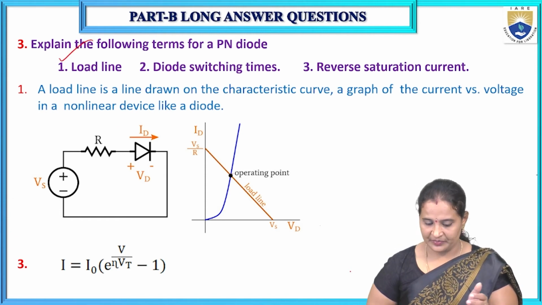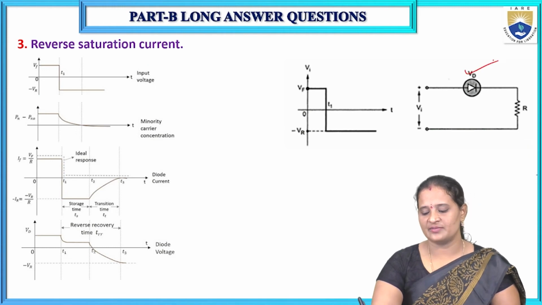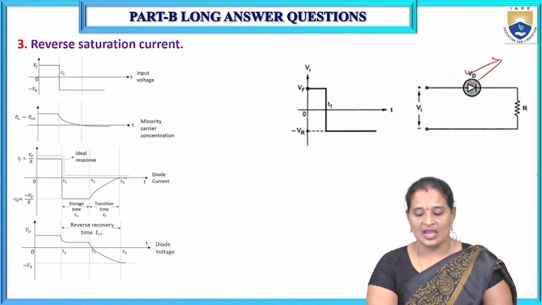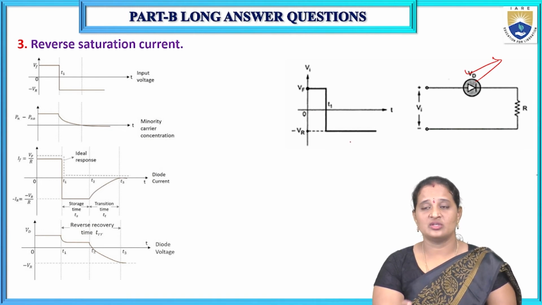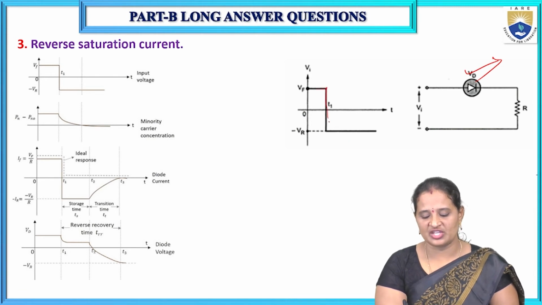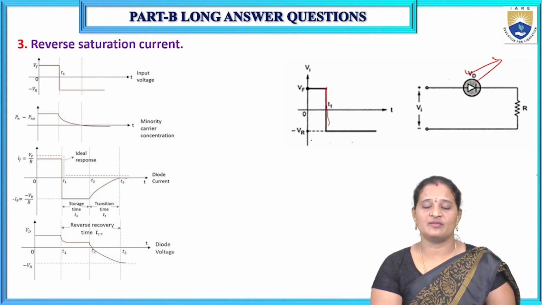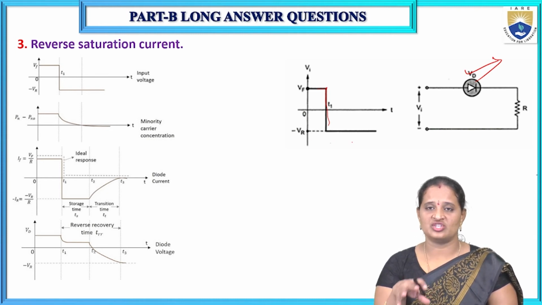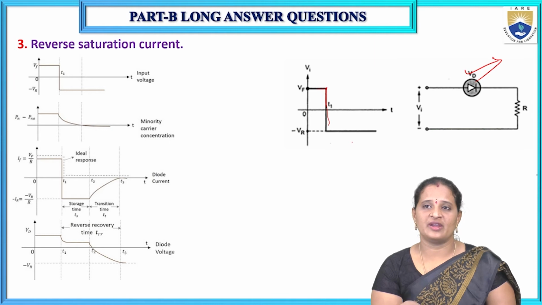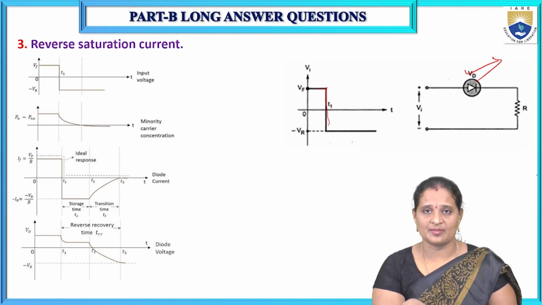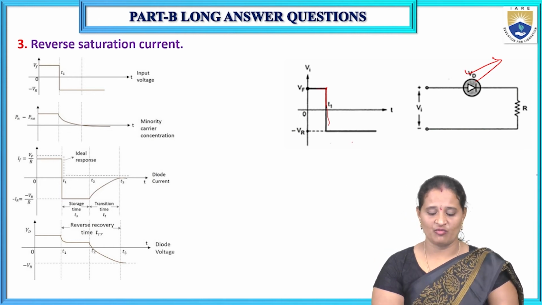Diode switching times. Draw the circuit like this, which is used to explain the switching characteristics of the diode. And when the input applied is this one, how is the circuit behaving? What happens when the input changes suddenly from 0 to 1 or 1 to 0? Is the diode changing its state from perfect forward bias condition to reverse bias condition instantly, or is it taking some time? If it is taking some time, what is it called?